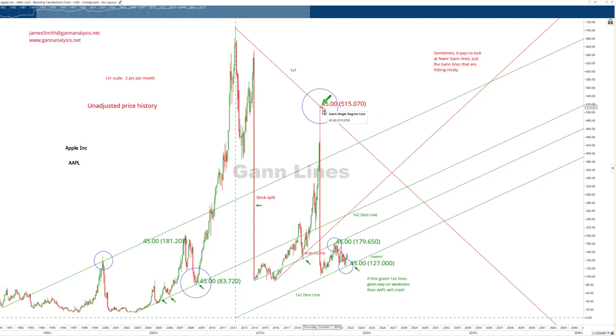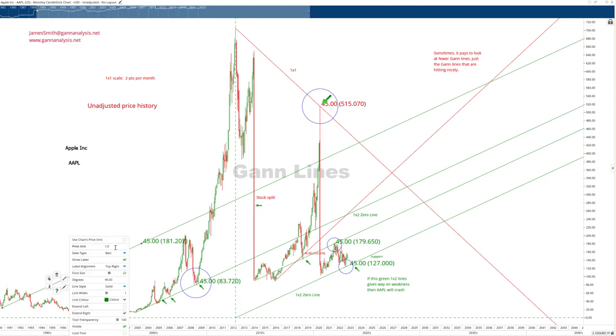So if you weren't using unadjusted price history, you would not have seen this. I'm not saying you can't use adjusted price history, but sometimes it's useful to look at unadjusted as well. And note here from this low, we're using a 1x2 line. What is that? It is a slope of 1 point per month instead of 2. So if the 1x1 is 2 points per month, this is just half, and we call that a 1x2. It caught this high originating from this low here.